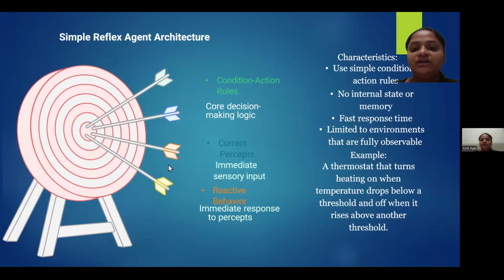Now, the simple reflex agent. What is actually the simple reflex agent? It makes decisions using condition-action rules, same as the reactive agent. No internal state, so it only reacts to current perceptions. Ideal for fully observable environments with fast response times, but can fail for tasks requiring memory or learning. Example: a thermostat that activates heating based on temperature readings.